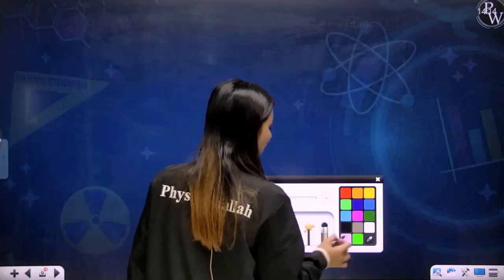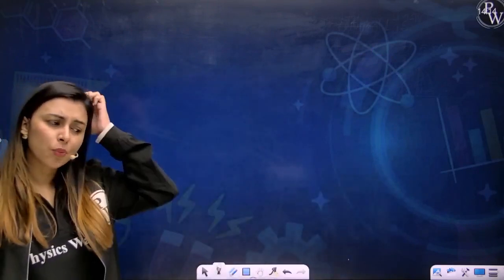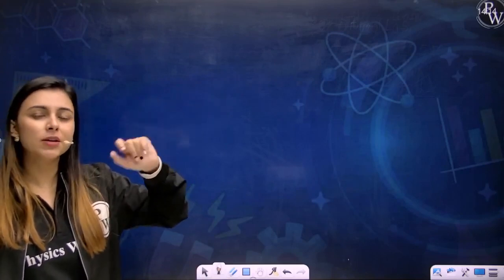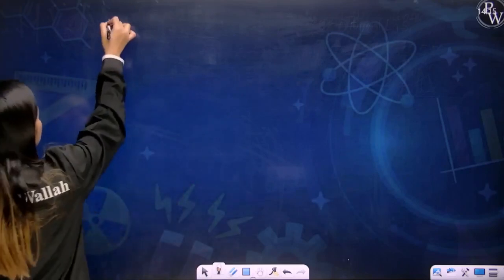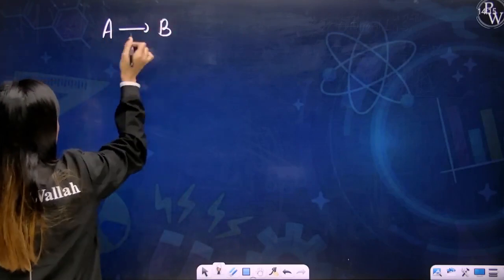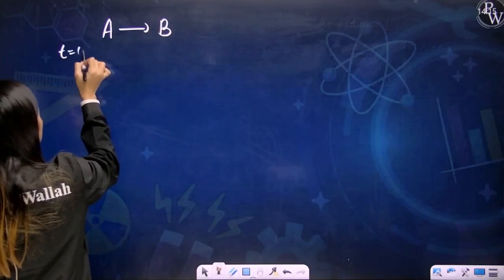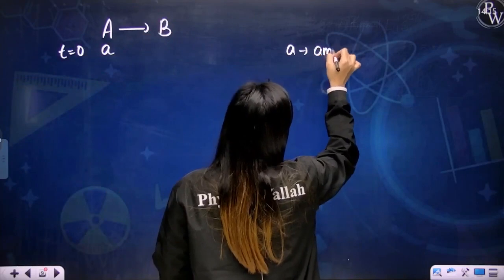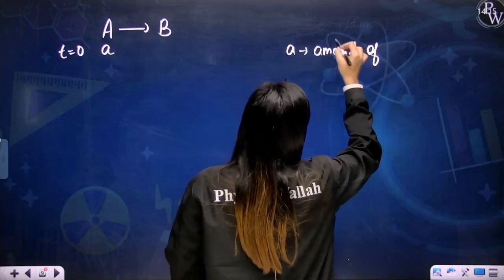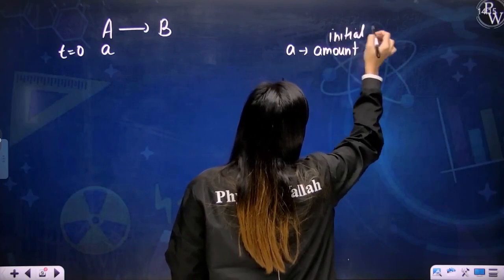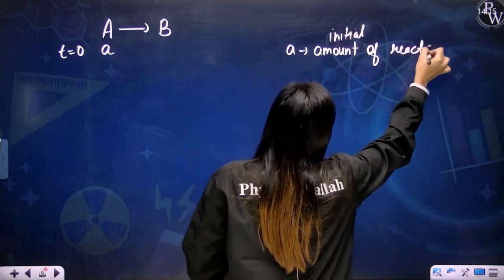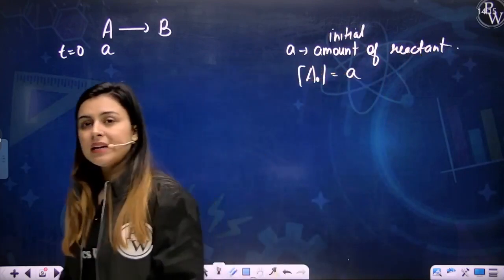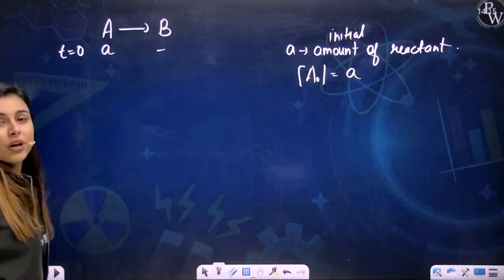Consider, my dear students, you have a reaction. I hope you might have studied this part in your chemical equilibrium chapter. If not, then don't worry, I am here. You have a reaction from A to B. Let's say initially at time t equal to 0, you had A amount of your reactant. What is A? The initial amount of reactant. So can I say that a naught is equal to A? Yes. Now, no product was formed at time 0.